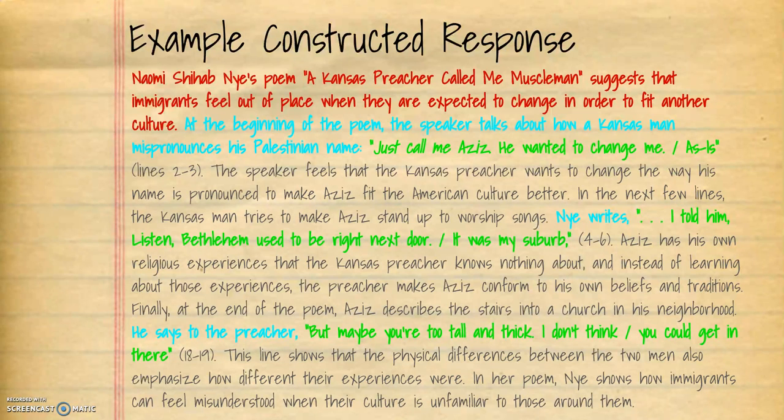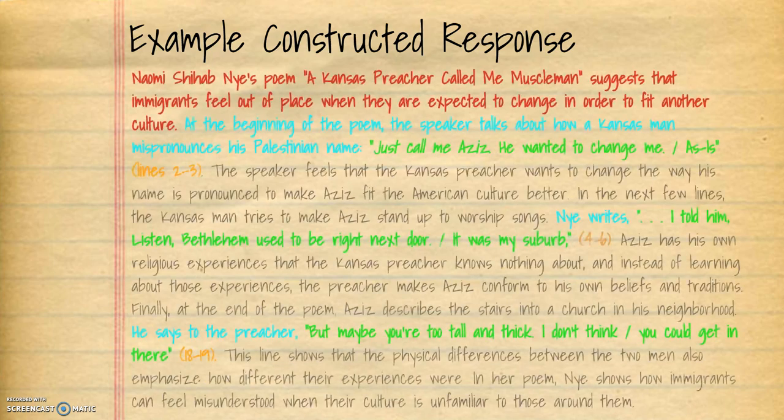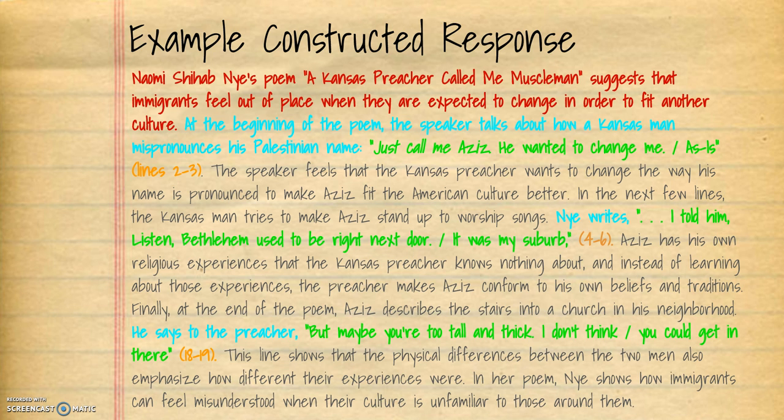Sometimes you can do a sentence with a colon and then a quote, like my first example. At the beginning of the poem, the speaker talks about how a Kansas man mispronounces his Palestinian name, colon, example, and that works just fine. The next element is in orange, and that is my in-text citations. After every quote, I included what lines that quote or those lines from the poetry were from, so that you could go back and find them in the poem.